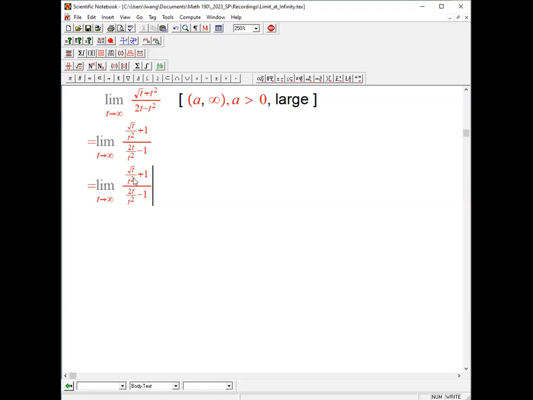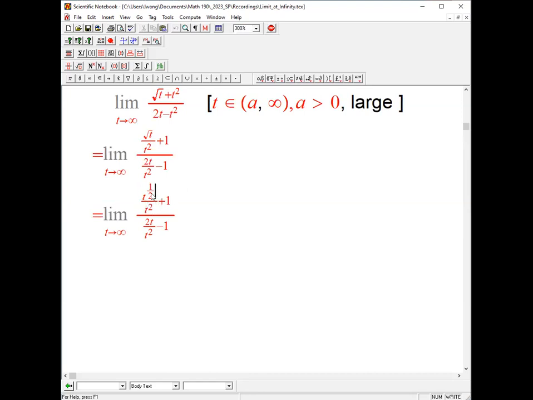Now there's one more step to work this out. Root t over t squared. t is positive because t is in this interval, so t is positive. So root t divided by t to the power 2, this is t to the power half. Let me make the fonts larger. t to the power half, so 2 minus half is going to be 3 halves.